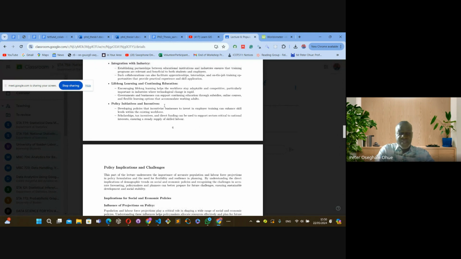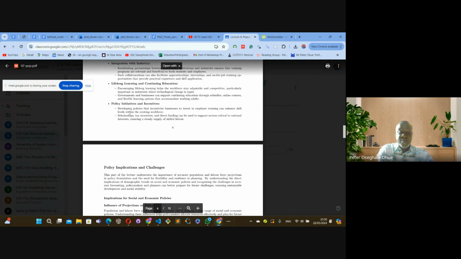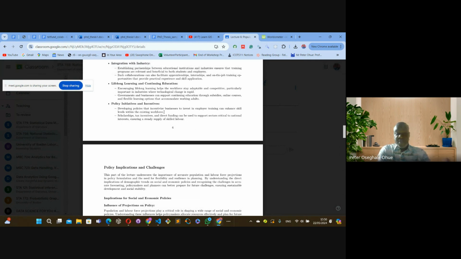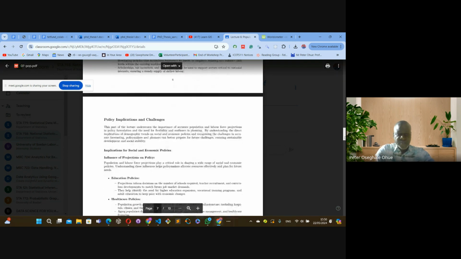Policy initiatives and incentives. Developing policies that incentivize businesses to invest in employee training can enhance skill levels within the existing workforce. The same thing again, but here he's speaking to the government, that the government should put policies in place and also provide scholarships, not loans, because if you give them loans, they have to look for how to pay. But where would they even get it from after graduation? That's a different conversation. Tax incentives and direct funding. Those are the kind of things that should come from the government or leaders of organizations.